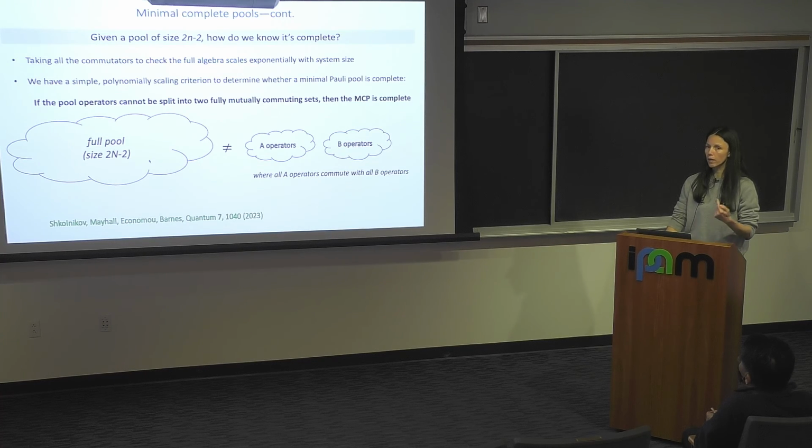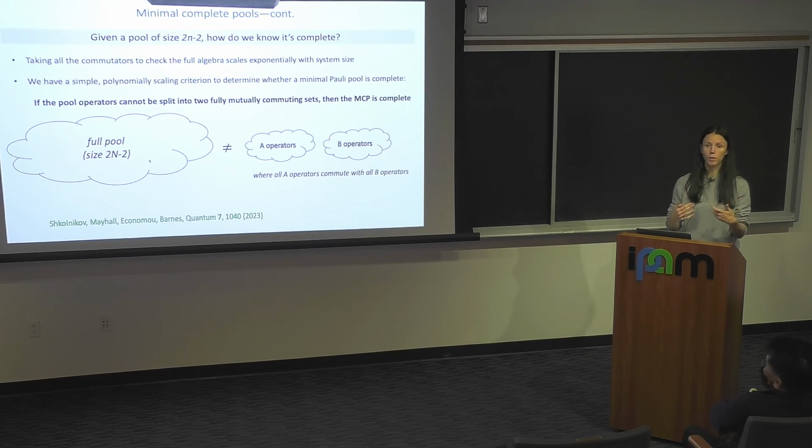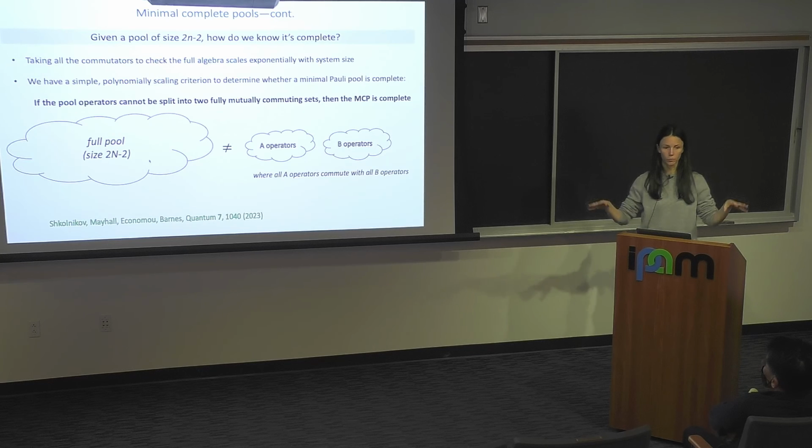In addition to that, you might not even need a full operator pool. You might not need your pool to be complete if you know the symmetries of your system. You can restrict your pool even more by satisfying symmetries, and in some cases that even performs better than having the full pool.